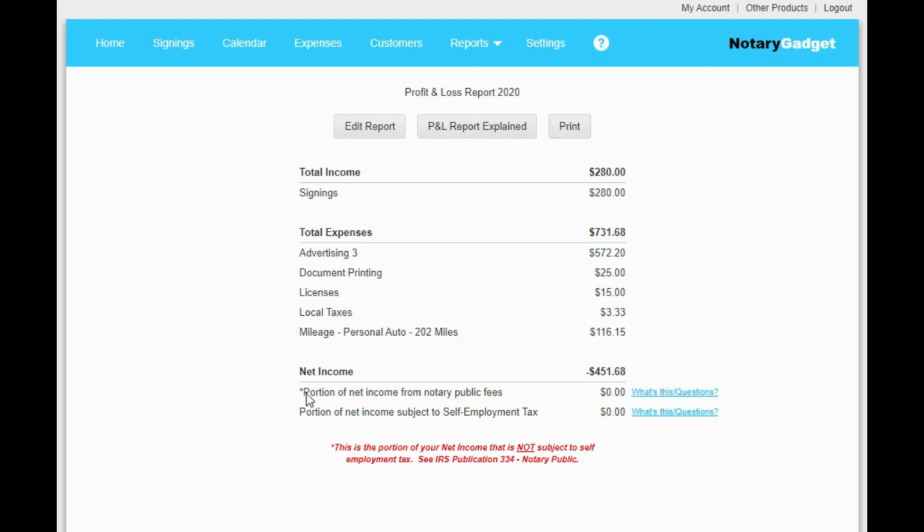So what you're going to see here is the portion of your net income from notary public fees, and then you're also going to see the portion of your net income that's subject to self-employment tax. And all this is, is your income minus your notary public fees. That amount remaining is the amount that is going to be subject to self-employment tax. So when you file your taxes, you're going to have to pay 15.3% on whatever that amount is. And that's regardless of how many deductions you have or anything else. That's just like paying Medicare and Social Security tax.